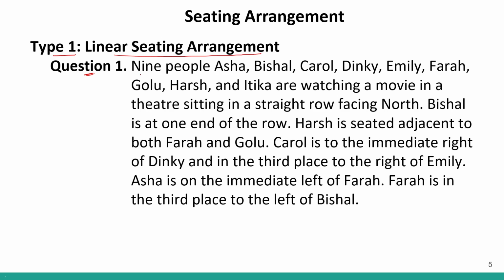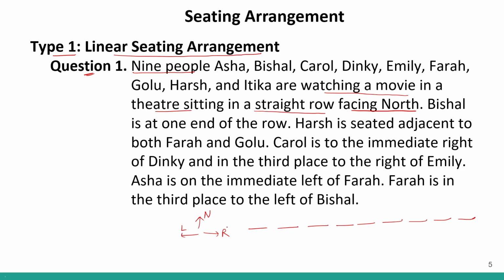So the data says that there are 9 people who are watching a movie in a theater sitting in a straight row facing north. So direction is given to us. Direction is what? North, and there are 9 people. So 1, 2, 3, 4, 5, 6, 7, 8, 9 people sitting in a row facing north. Correct? North means this will be their right direction and this will be their left direction. Correct? We have to assume we are sitting at their place.